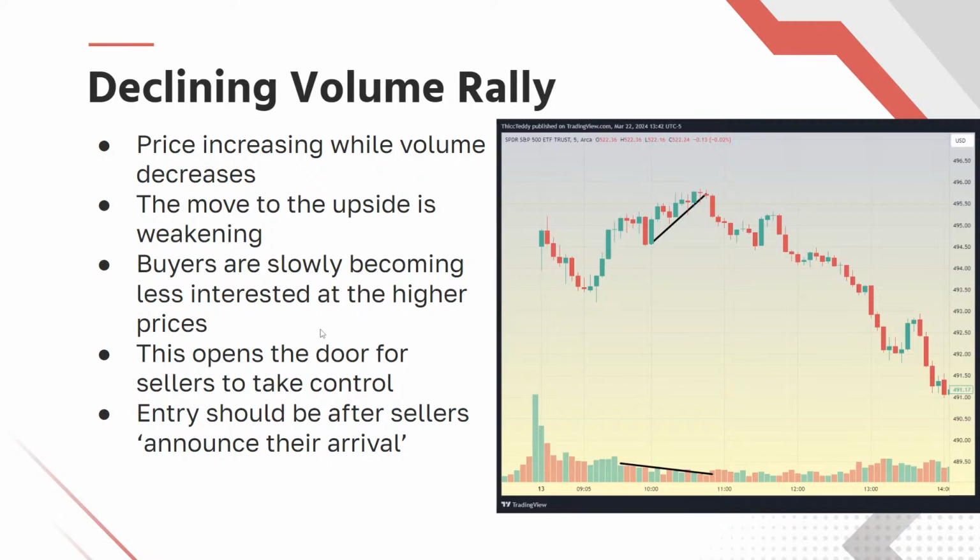So buyers are slowly becoming less interested at this higher price. We see the move to the upside, these higher lows, the dips being bought up, but with declining volume. The dips are not being bought up with a lot of aggressiveness. That's a word that I think describes volume in this situation pretty well. When these dips are getting bought up, we want to see it be aggressive. We want to see the dips getting eaten up with volume, with interest. This is just showing us that buyers are not as interested in the price as it increases.